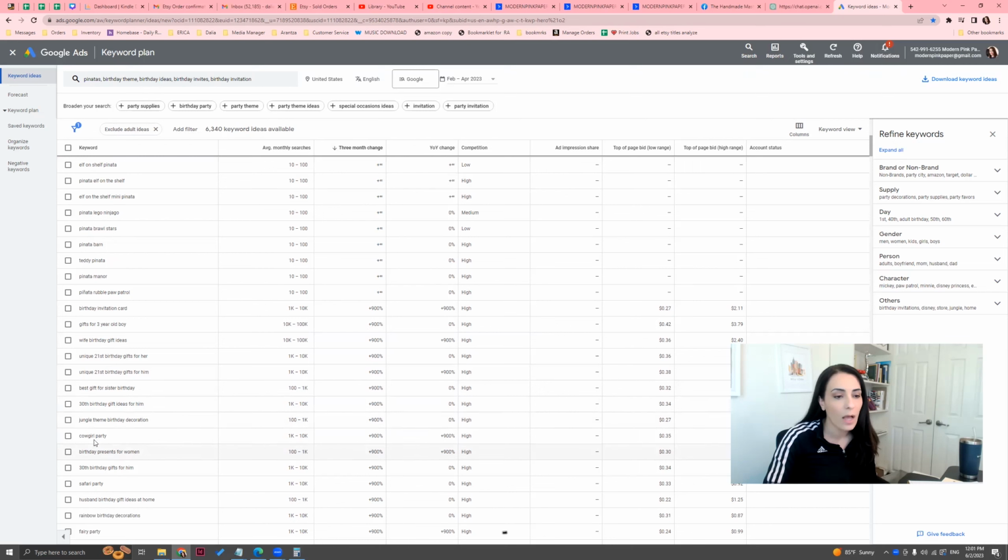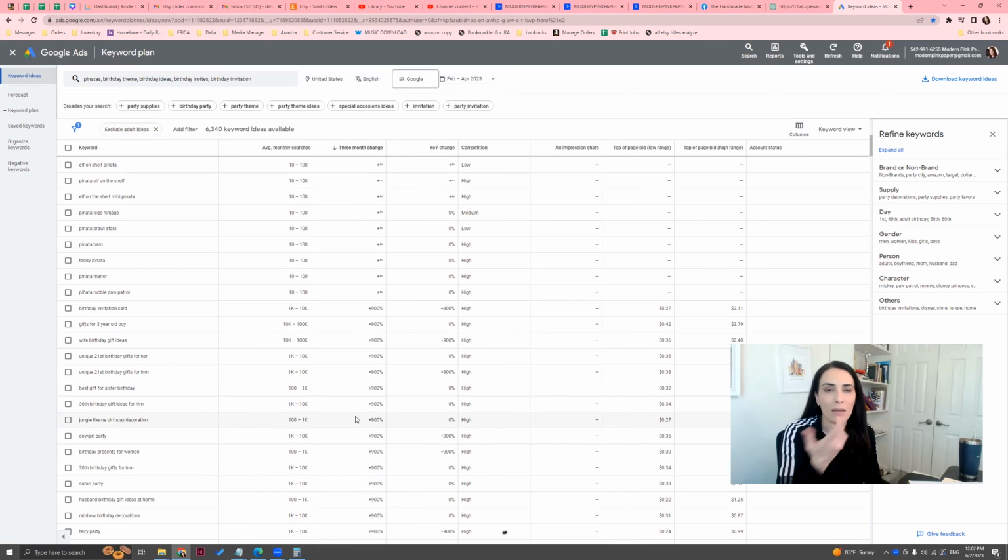Let's see here. Jungle theme, 900. So in the last 3 months, jungle theme has really been rising. And so it would be in your best interest to create a jungle theme piñata. Now, you probably already have one because jungle theme has always been a thing, okay? But if you look at the next one, because you see compared to last year is no increase, but recently jungle theme is an increase.